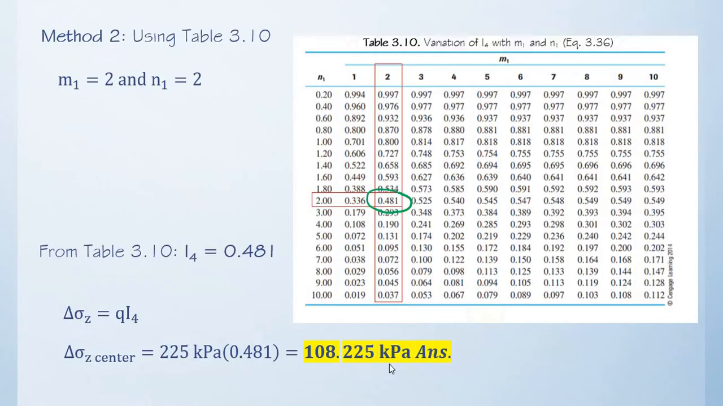So the most important concept in this particular lesson is that the point of consideration is always at the center of the rectangular load. If the point of consideration is not at the center of the rectangular load, we use case 1, the principle that was discussed in Unit 9.